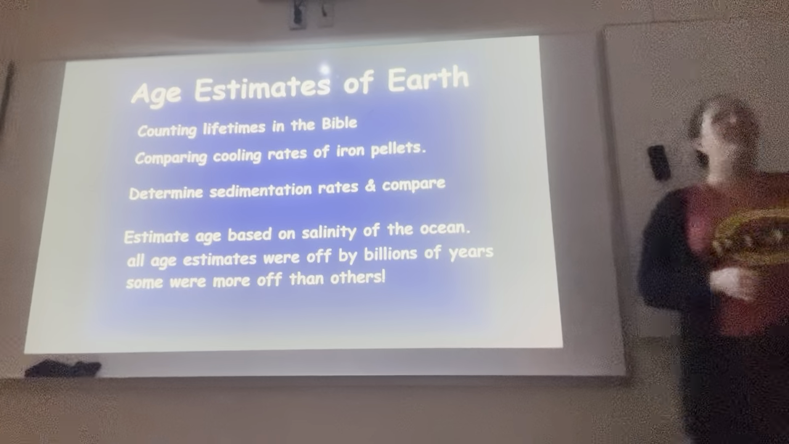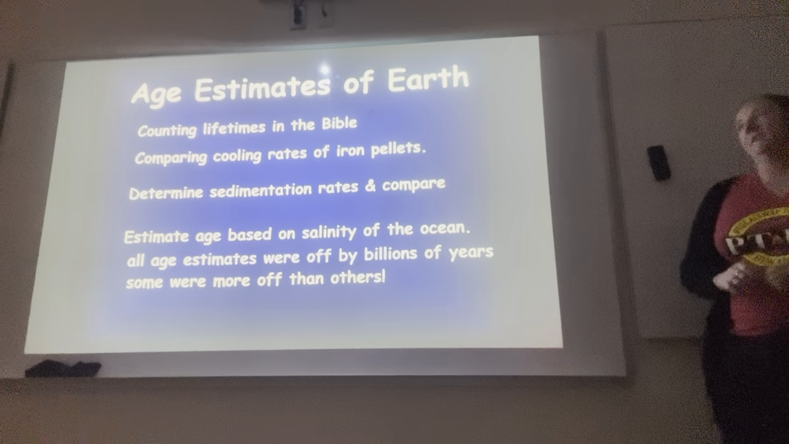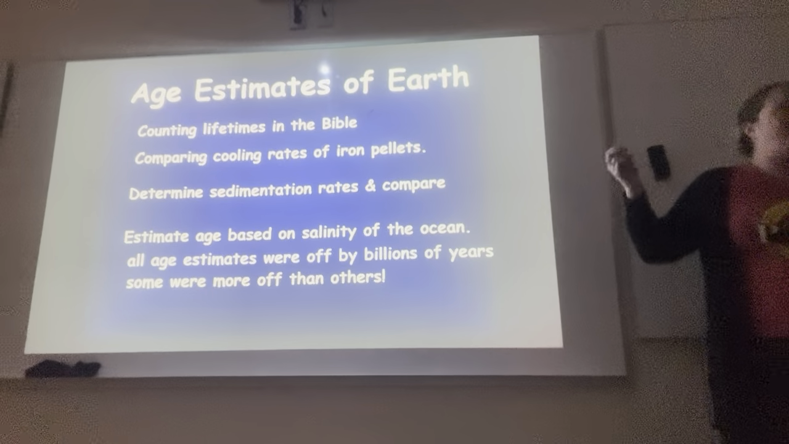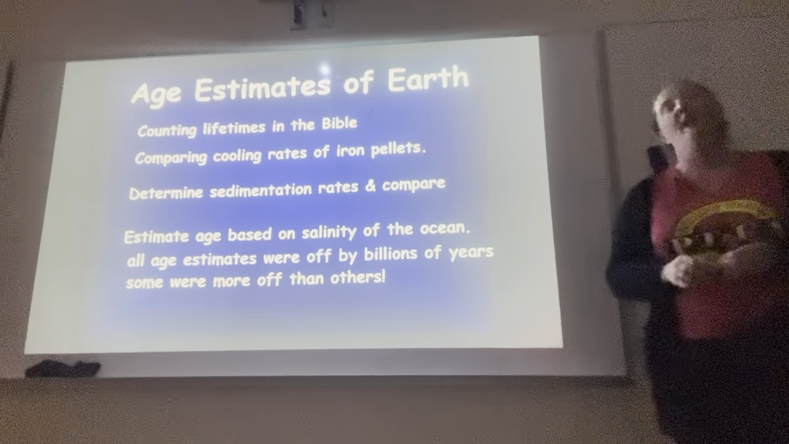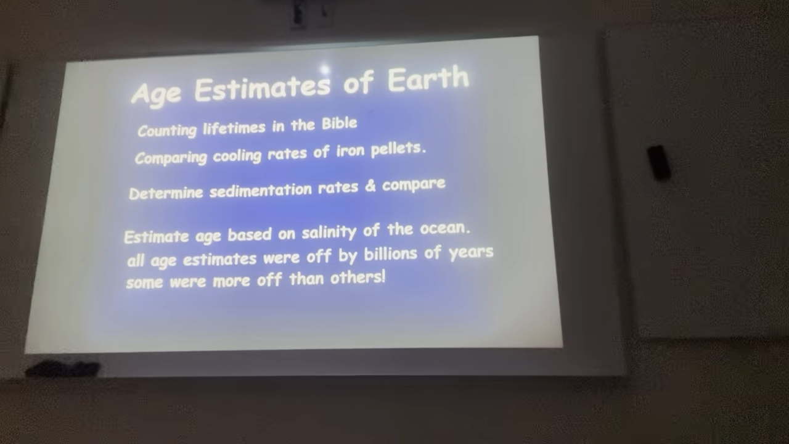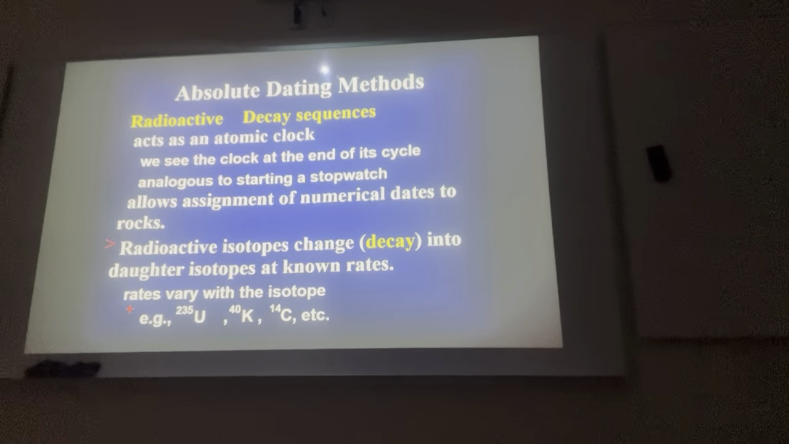Off by typically billions of years. Some were more off than others. Some people think the Earth is only 6,000 years old. But we know in reality that the Earth is about 4.5 billion years old, and the way in which we determined this was through study of radioactive materials on Earth's surface.